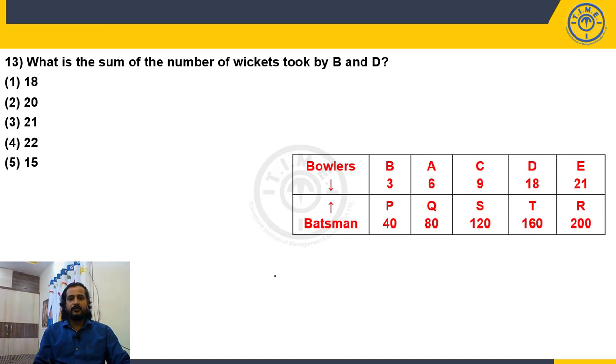What is the sum of the number of wickets taken by B and D? Sum of B and D. How much? 3 plus 18, which is 21. Choice 3.